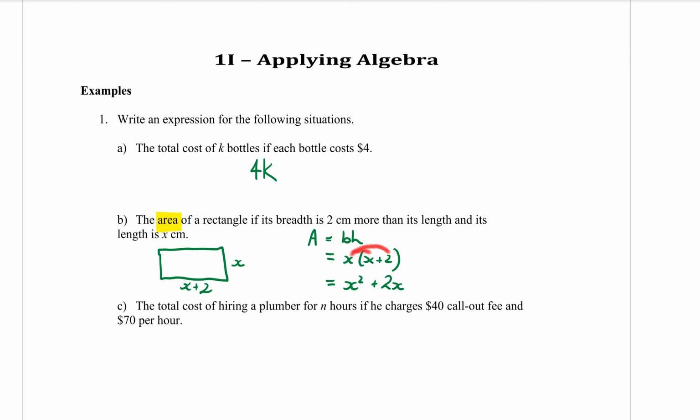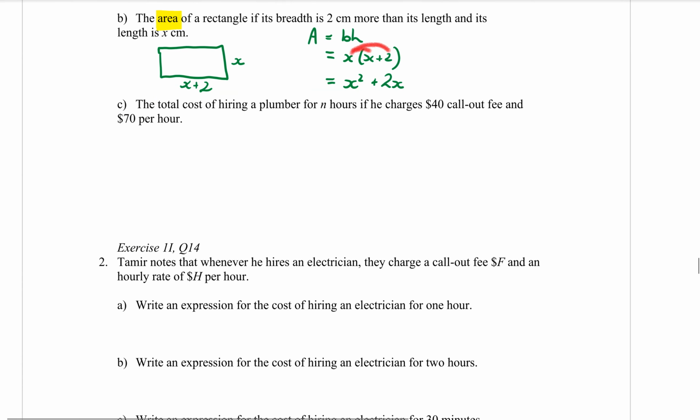All right, part C. The total cost of hiring a plumber for N hours if he charges a $40 call-out fee and $70 per hour. So for the cost of me hiring the plumber, first of all, I have to pay them $40 just for them to get in the car and travel all the way to my house. I'm not even paying them for their job yet. It's just $40 to get them to my house.